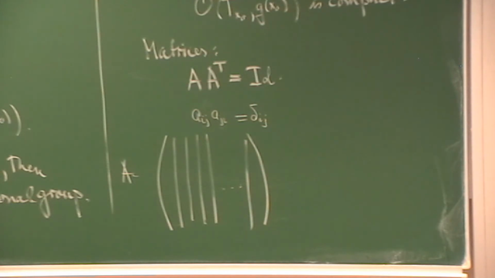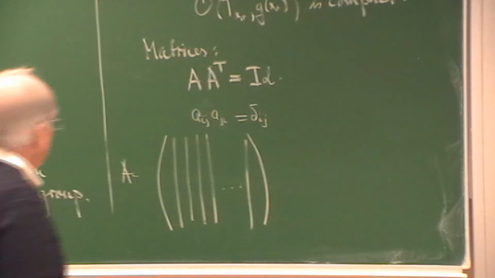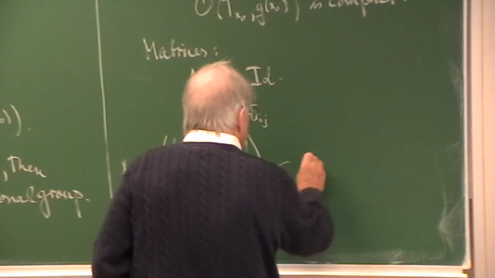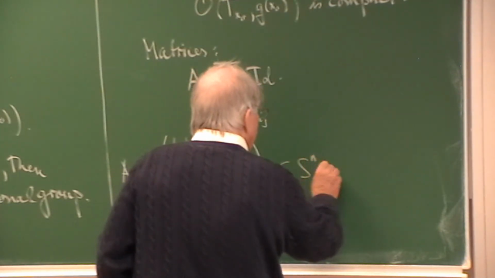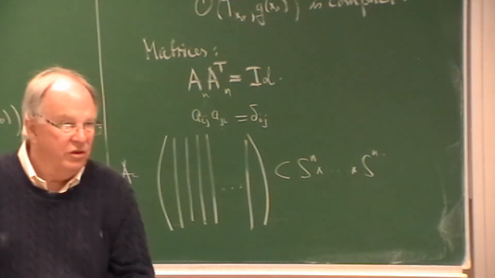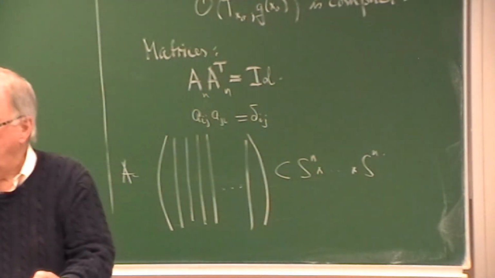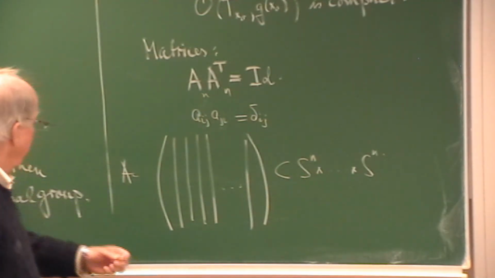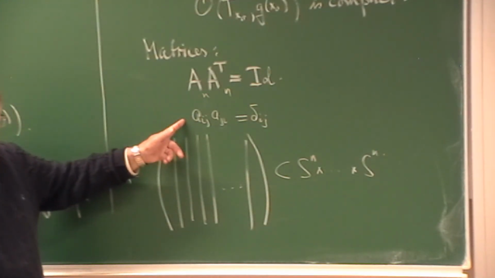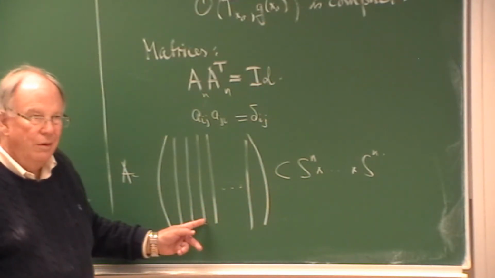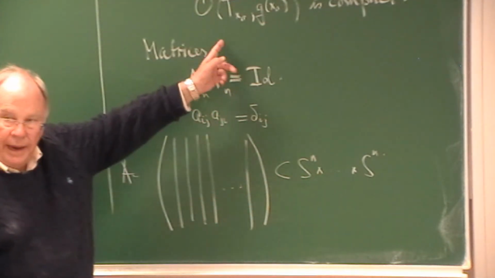This means that, maybe this is an n by n matrix, this thing is in the n sphere. It's in the n sphere, unit vectors, but with huge equations because they have to be perpendicular to each other. So we have these equations. Well, that's a compact manifold. This is a closed submanifold. So the orthogonal group is compact.